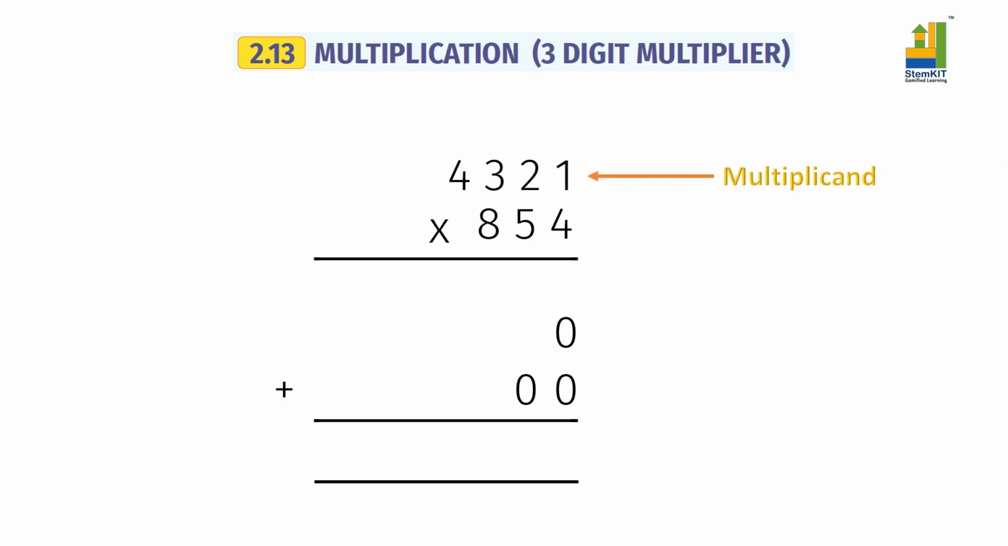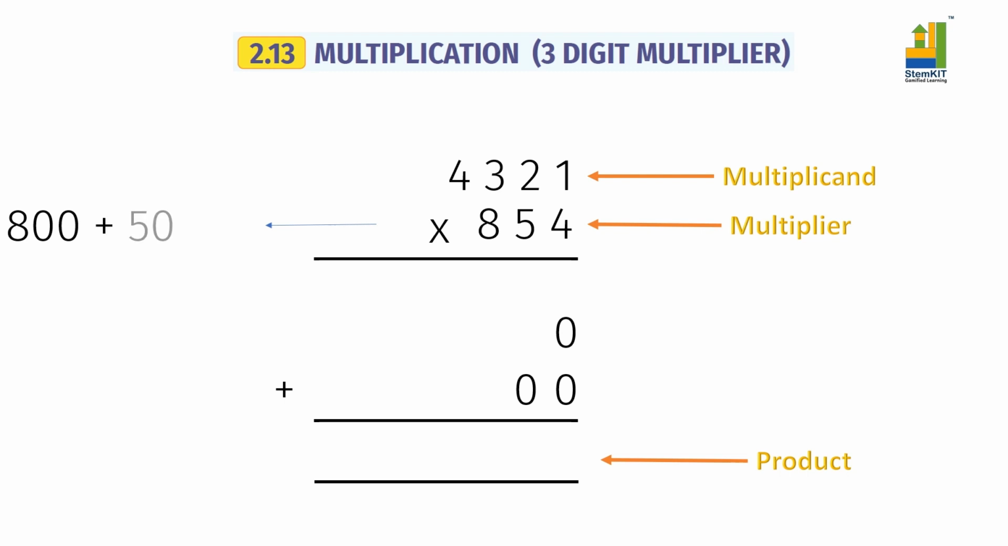Here 4321 is the multiplicand and 854 is the multiplier. The answer to multiplication is called the product. First, understand that the multiplier 854 is actually 800 plus 50 plus 4. We first multiply with 4, then with 50, then with 800.